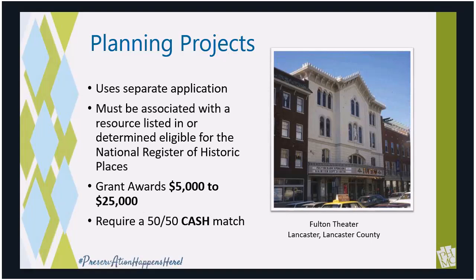So under the planning category, remember there are 2 separate applications for both categories, so make sure you're applying for the correct one. They have to be associated with a resource that's listed in or determined eligible for the National Register. And again, these grant awards are slightly smaller than the construction ones. They're $5,000 to $25,000. But again, they are reimbursable, not direct awards, and require a cash match.